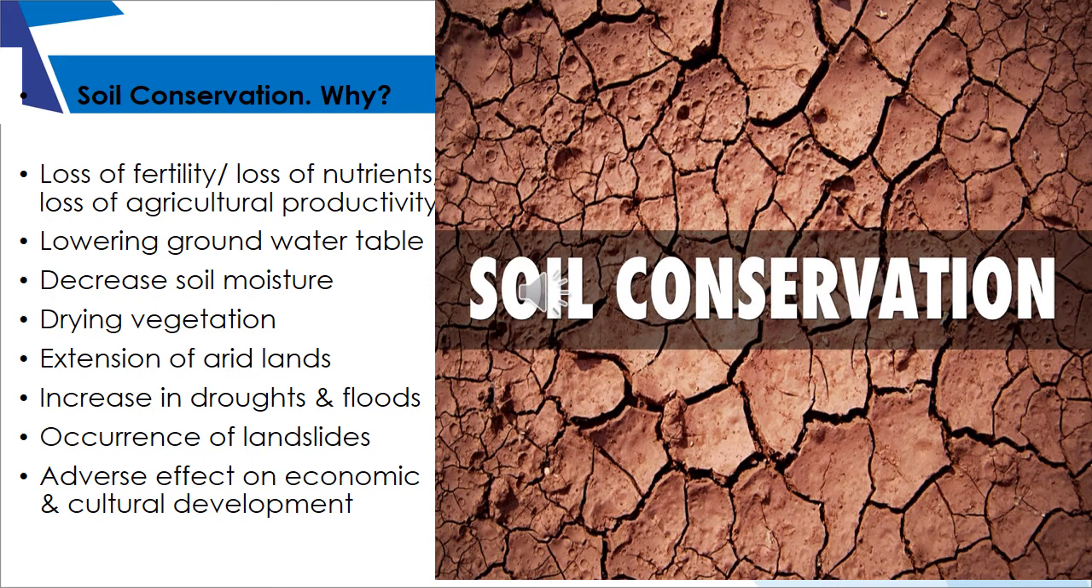Gradually, agricultural productivity will be affected. Then you will have lowering of the underground water table. The vegetation and crops will dry up, and the frequency of droughts and floods will increase. Silting of rivers and canals will take place. Landslides will occur on a larger scale, and overall it will have an adverse effect on the economic prosperity of the country. So it is very important that we conserve the soil.